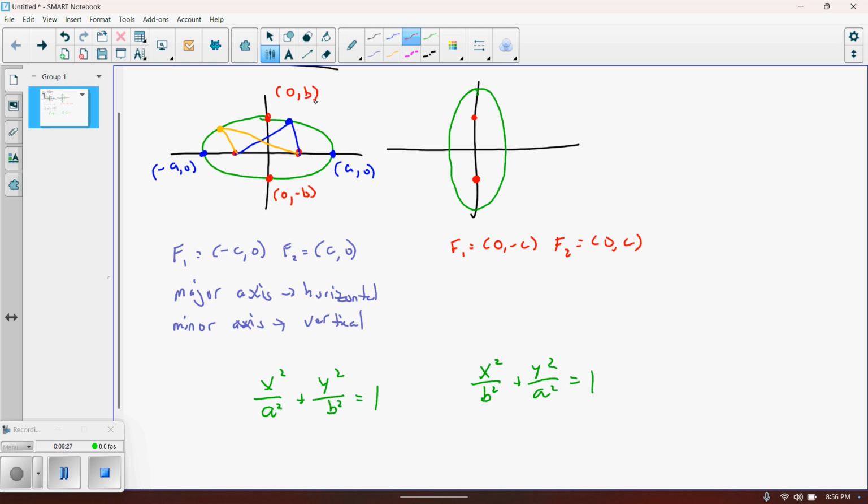positive b. And again, the only thing that changes when you go to the graph on the right is that the a and b switch. So in this case, your major axis is this one. So that's where your a value is going to be. So it'll be 0, comma a, and then 0, comma negative a. And then the minor axis has the b's. I'm not actually going to write those in there just to save a little time.